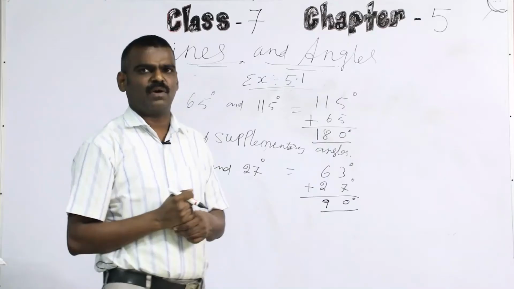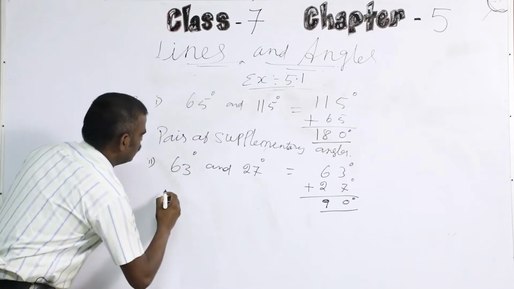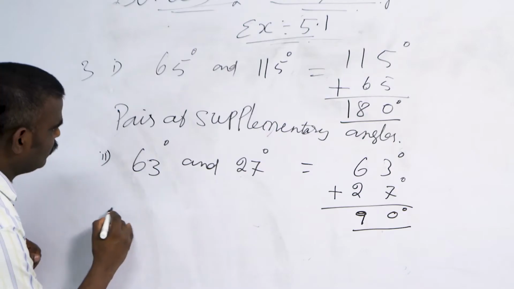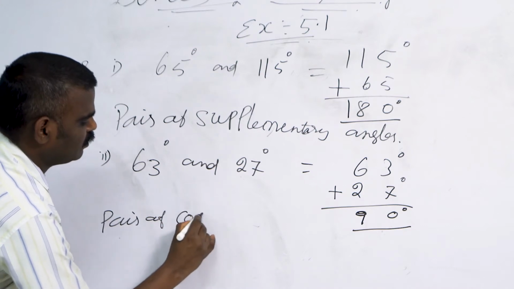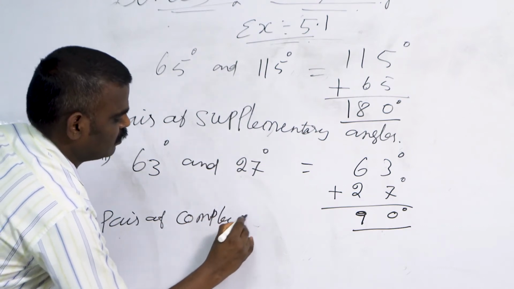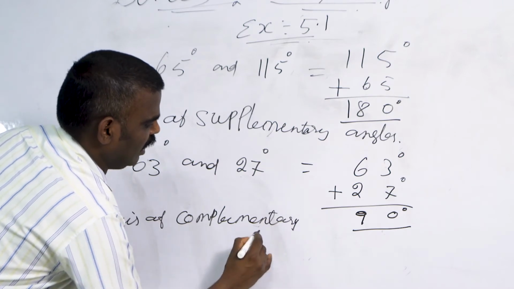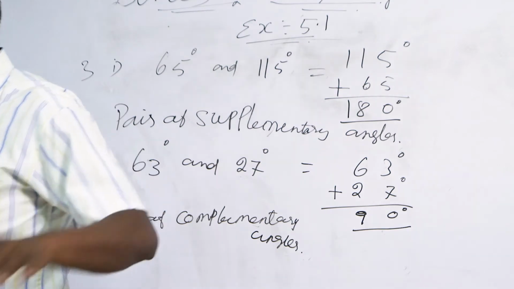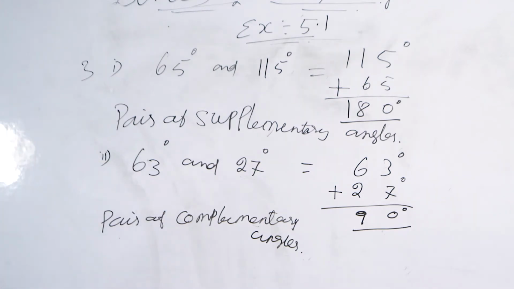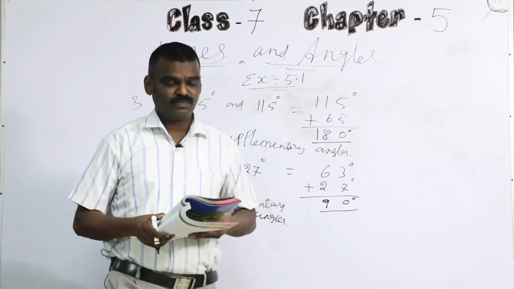When you add the sum, how much? 90. So what angles are they? Which one? Complementary angles, right? A pair of complementary angles. Okay, children. So, that's enough. Now, go to question number 4.